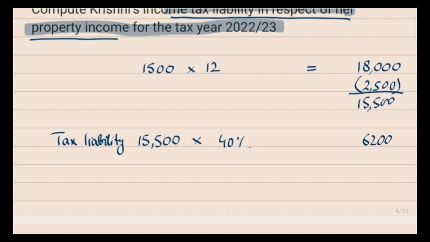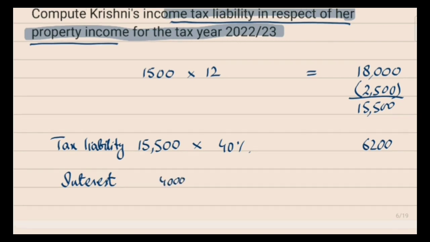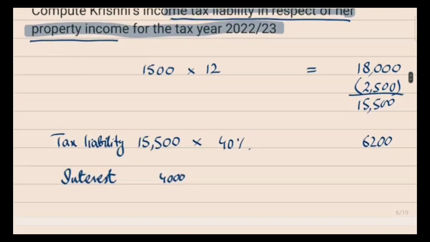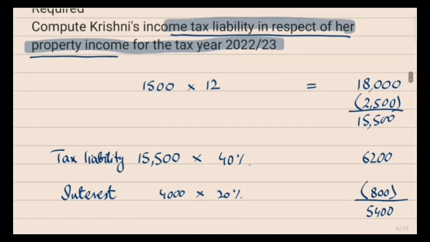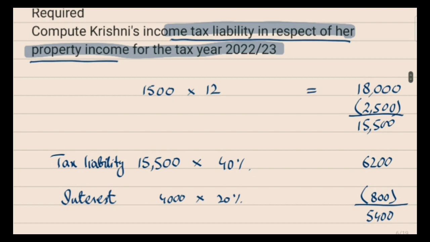If she has 60,000 of income after deducting personal allowance, it means she has to pay tax at the higher rate, and at the higher rate we have to calculate the property income tax liability, and that is 40% of 15,500, which is 6,200. Now we have to deduct the interest as a tax liability reducer. 4,000 of interest has been paid as per the question. This is given here, and 20% of 4,000 would be 800, and by the amount of 800 tax would be reduced. So the tax liability in respect of property income would be 5,400, right?